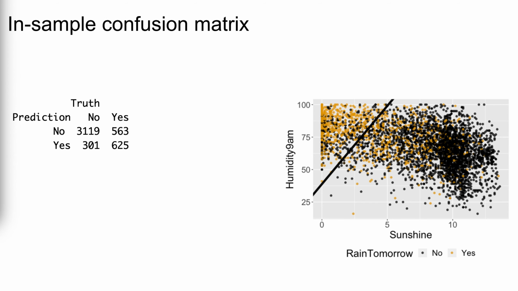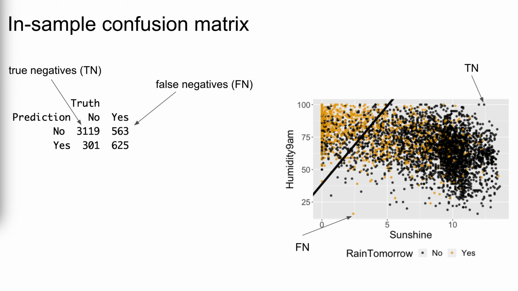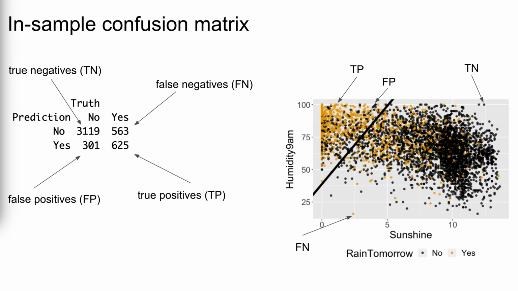An in-sample confusion matrix provides some insight here. This matrix breaks down the number of true negatives, or the number of days on which we accurately predicted no rain, the number of false negatives, or the number of days on which we predicted it wouldn't rain, the number of true positives, or the number of days on which we accurately predicted rain, and the number of false positives, or the number of days on which we predicted it would rain, but it didn't. Examples of each of these outcomes are displayed in the plot.